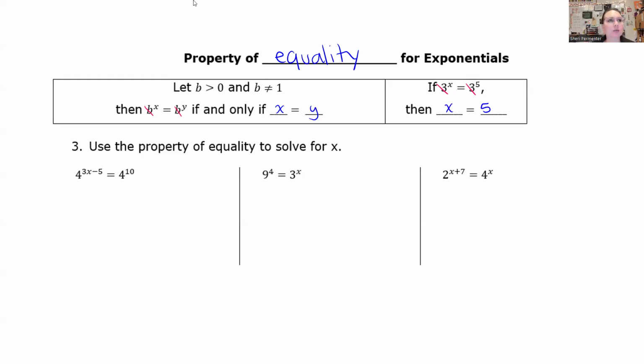So for our examples, if the bases are the same, you just start working the problem. For this one, 4 and 4, the bases are the same, so they cancel out. And the property of equality says I can set the exponents equal. 3x minus 5 equals 10. This is a two-step equation. What's my first step? Plus 5. Yeah, we'll have to add 5.